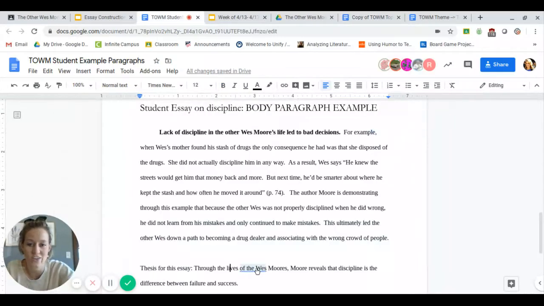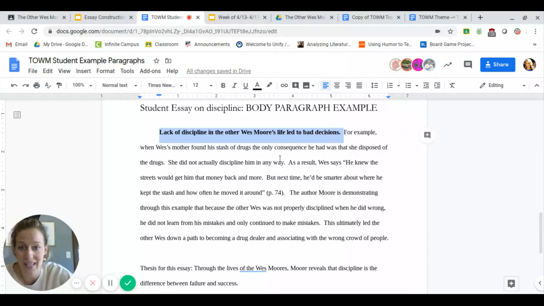So now let's see your evidence and your context, all the information that was in your topic graphic organizer, put into actual sentence form. So the claim here is the lack of discipline in the Other Wes Moore's life led to bad decisions. The first thing you want to do whenever you're making sure that you have a good claim is that it ties into your thesis. Now, the thesis for this essay is: through the lives of the Wes Moores, Moore reveals that discipline is the difference between failure and success, which is a really awesome thesis. And that claim plays right into it. It's showing that a lack of discipline in the Other Wes Moore's life is what led to his bad decisions.